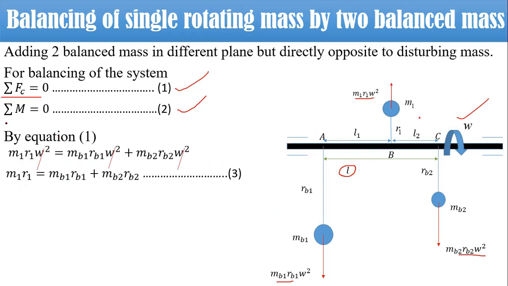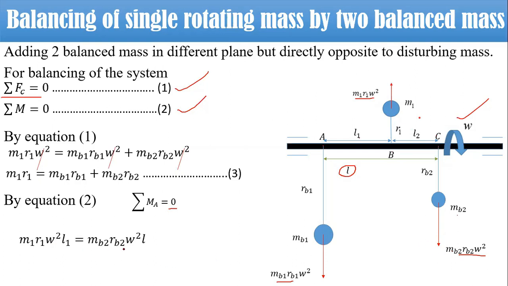The second equation is the net summation of the couple. So first we will take the moment with respect to A, then we will take the moment with respect to C. So by equation number 2, by taking the moment with respect to A and putting it equal to 0, the moment of this force will be equal to 0, and the moment of this force will be m1 r1 omega square into L1, and the moment of this force is mv2 rv2 omega square into L. Now this moment is in the anti-clockwise direction and this moment is in the clockwise direction, so this will be equal to this moment. So m1 r1 omega square into L1 is equal to mv2 rv2 omega square into L.